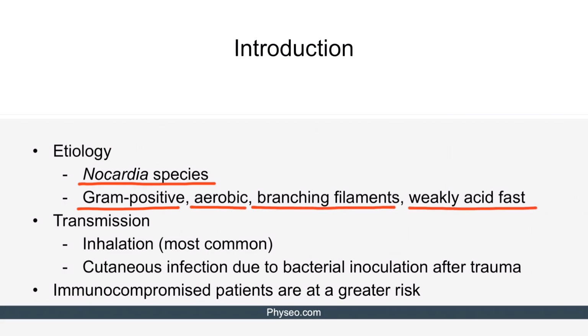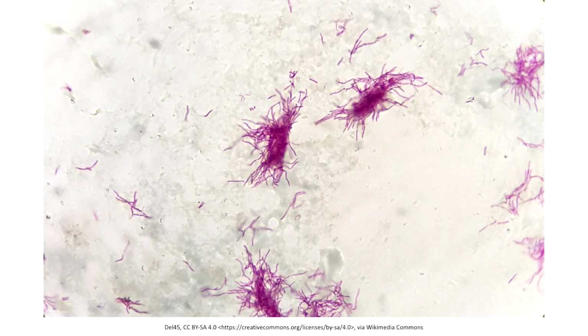Nocardia is most commonly transmitted via inhalation of the bacteria. Cutaneous infections occur due to bacterial inoculation at the site of skin trauma. Nocardiosis is a rare infection, and immunocompromised patients are at a greater risk of developing it. Here's an image showing gram-positive filamentous and weakly acid-fast bacteria representing Nocardia species.